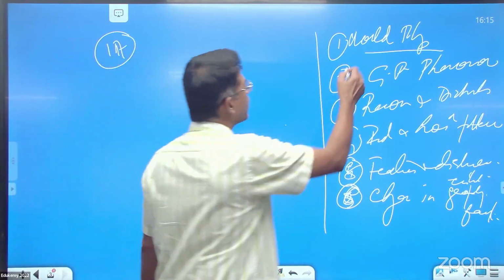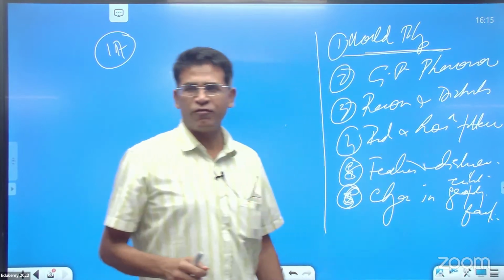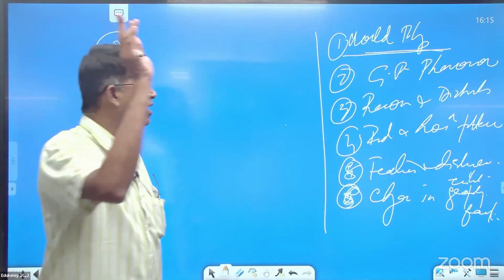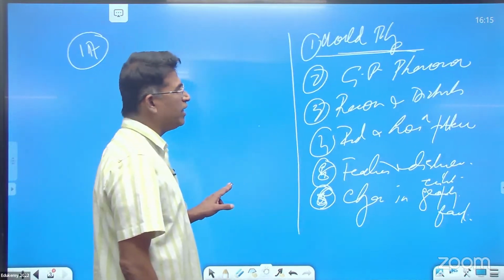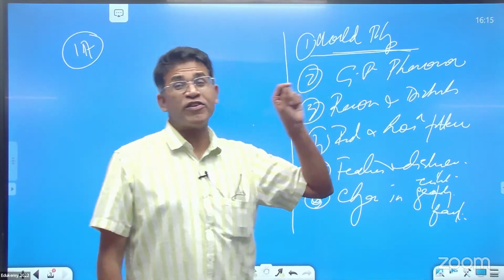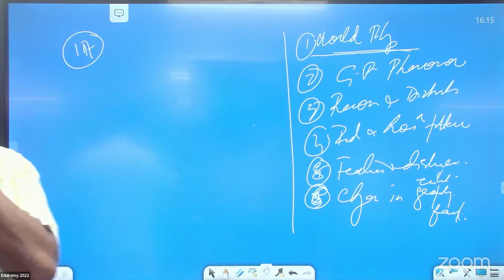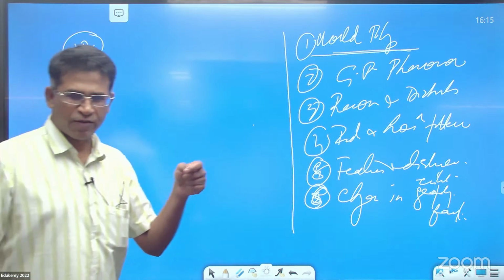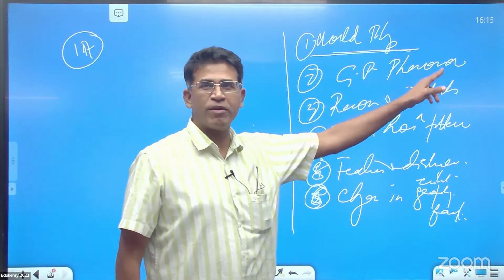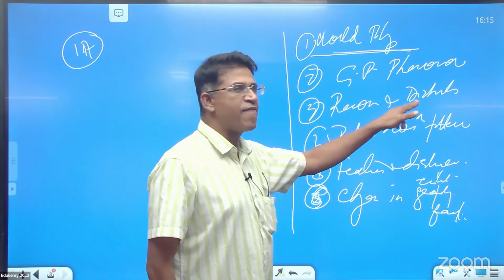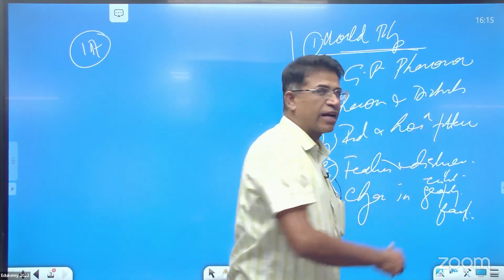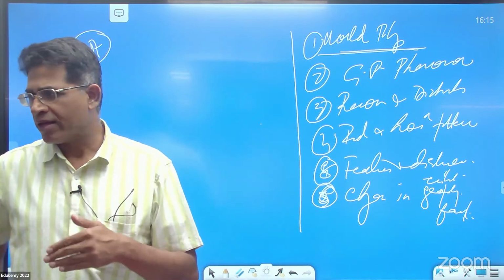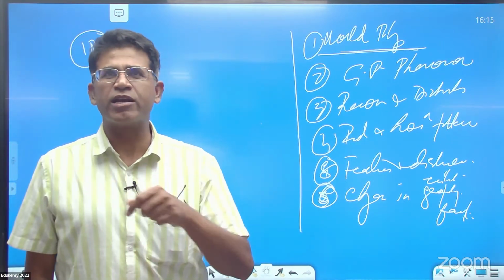The first, I said, is world physical geography. In this, climatology, oceanography, everything has come in. Second is geophysical phenomena: earthquakes, cyclones, tsunamis, floods, droughts. Then resources and their distribution. It has been specifically mentioned for the world, and resources of South Asia, resources related to India.